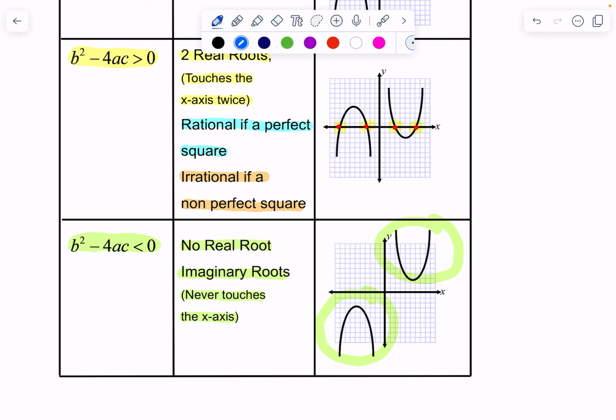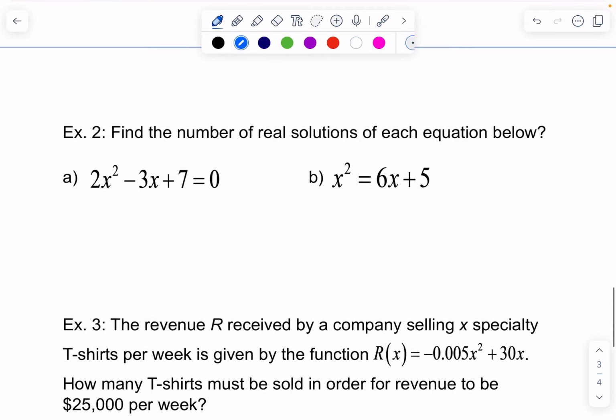Now, imaginary roots can also be written as what's called complex roots. They're called imaginary or complex roots because you have a negative inside of the radical. And remember that the square root of negative 1 equals i, which is an imaginary number. All right, let's look at some examples.